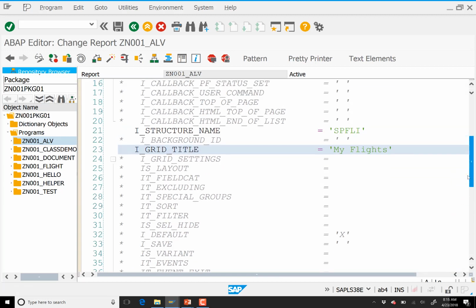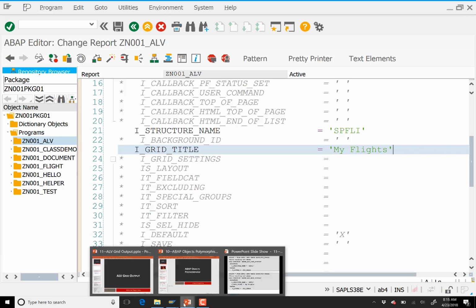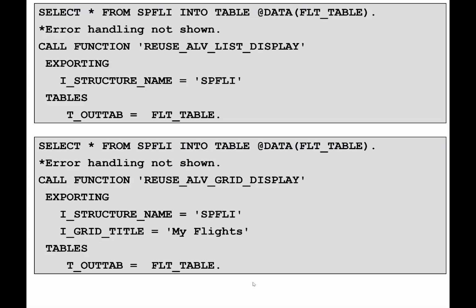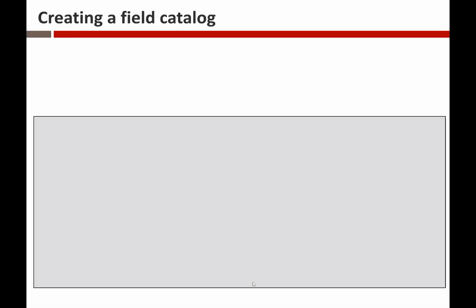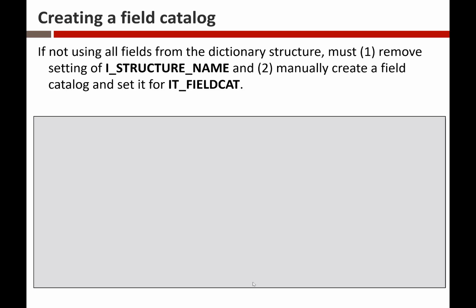I can only do what I have done in this code, which is passing in the name of the database table, if I'm using the entire database table. Suppose I'm only pulling in a subset of the fields, or suppose I'm putting output out to the display that isn't coming from a database. Then I have to create my own field catalog. And it's not hard, it's just kind of a pain in the neck. So let me show you how you create your own field catalog.